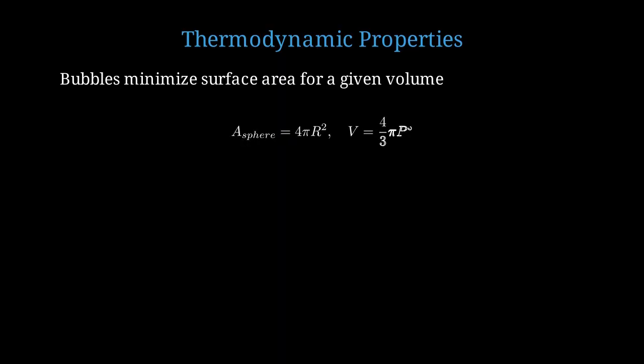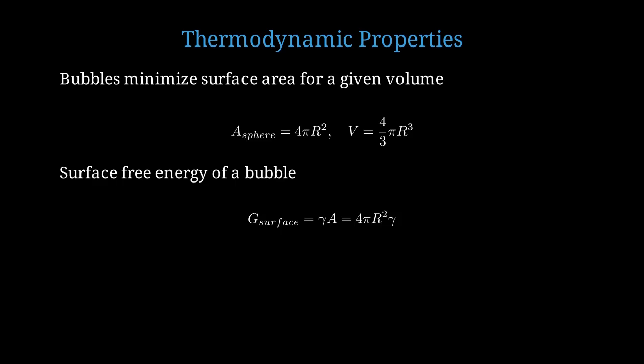The surface area of a sphere is 4 pi r squared, and the volume is 4/3 pi r cubed. The surface free energy is the energy cost of maintaining the interface. G surface equals gamma A equals 4 pi r squared gamma. For a soap bubble with 2 surfaces, multiply by 2. Foams are thermodynamically unstable. They want to minimize total surface area, which drives several aging processes.